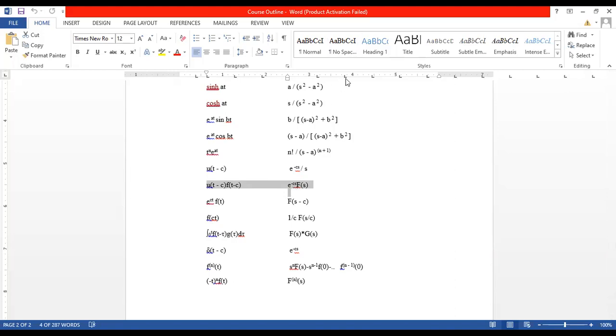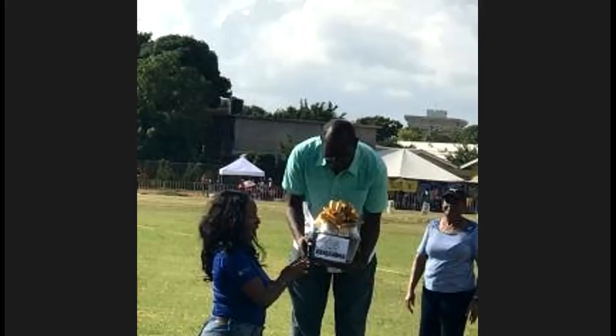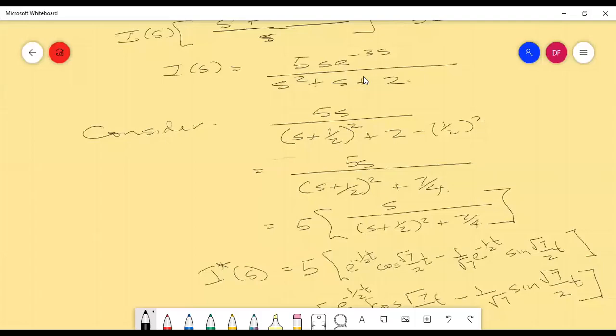So our delay is minus 3. Our delay here is minus 3. So it doesn't start at t equals 0. It starts at t equals 3 seconds.